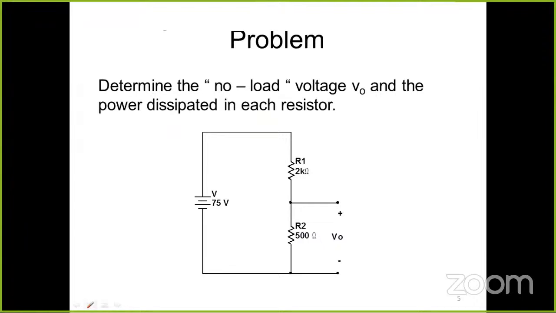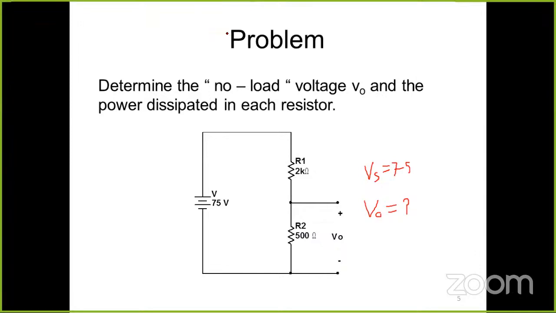Over here V supply is given. The same formula you have to use. V supply is 75 volt. Now we have to calculate V output. R1 is given, R2 is given. So we have to calculate V output, and you have to type in the chat box what the value of V output will be.